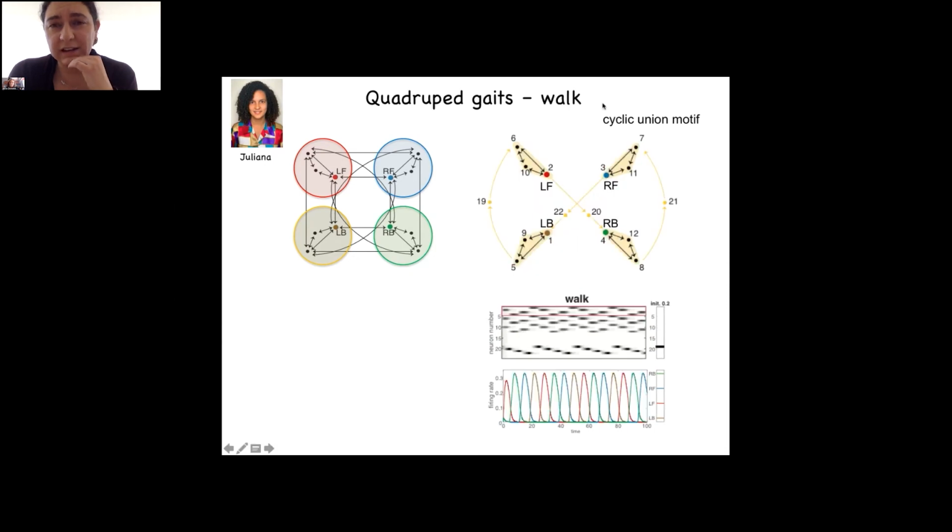And then finally, walk. Here, all 4 legs are hitting the ground at different times. So this has to fire in a sequence of length 4. She was able to get that as well. And then finally, pronk.